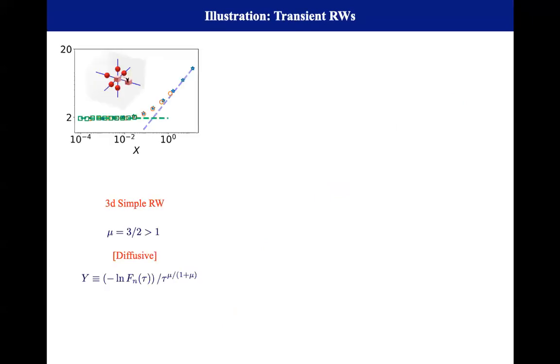So let us turn to the transient case. This time you can illustrate it first by the 3D simple random walk example. So here mu is indeed greater than 1. And you check first the stretch exponential regime. Indeed, this plateau regime with this choice of the coordinates corresponds to the check of the stretch exponential we predict. And then we have the exponential behavior.